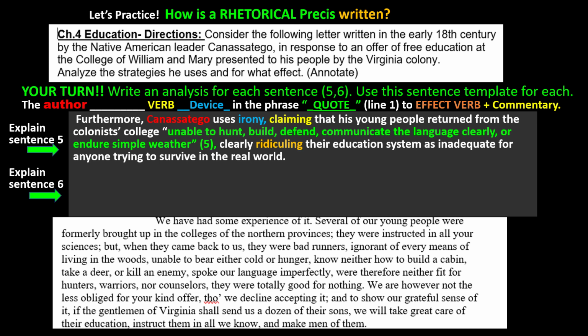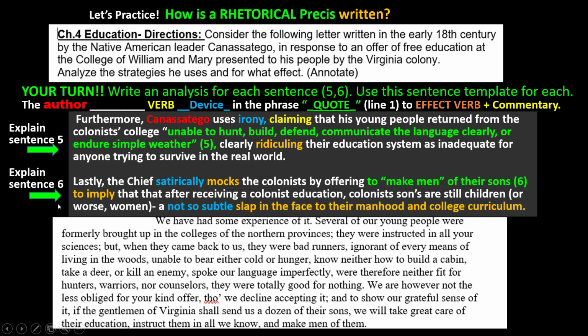Now, sentence 6 is a little more humorous. Obviously, he says, we will make men of your sons if you send them to us. And what is the implication? That the colonists' education is not making men. So, which is ironic again, but it's also humorous. "Lastly, the chief satirically mocks the colonists by offering to make men of their sons, to imply that after receiving a colonist education, colonist sons are still children, or worse, women, not so subtle a slap in the face to their manhood and college curriculum." If I could say this a little more simply, it's a clear slap in the face to their manhood and college curriculum. So those are just 2 examples on how to write a rhetorical analysis sentence.